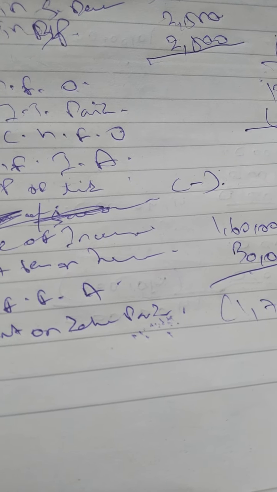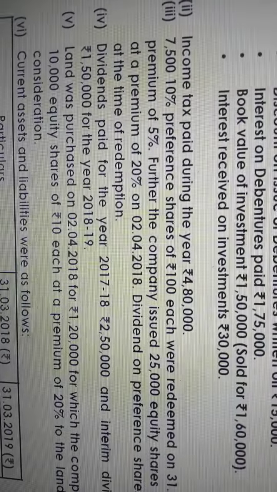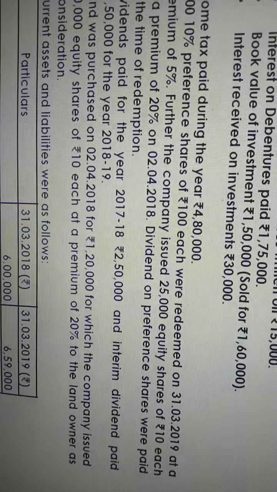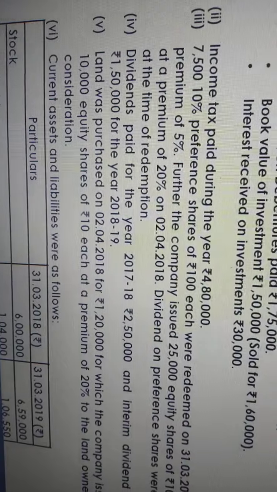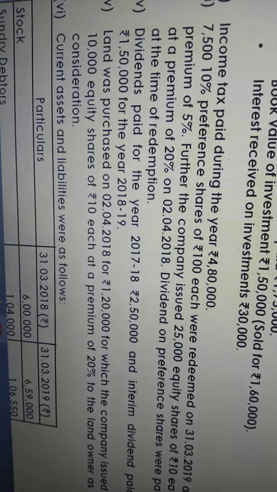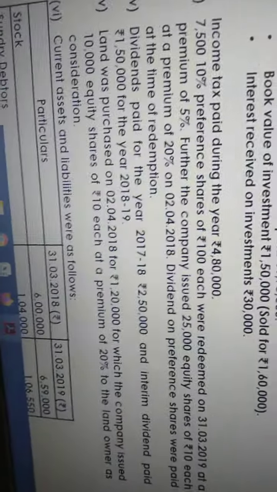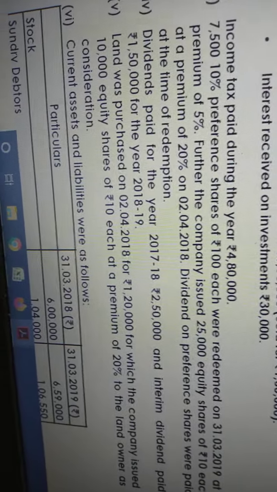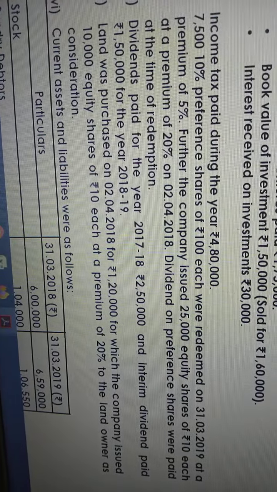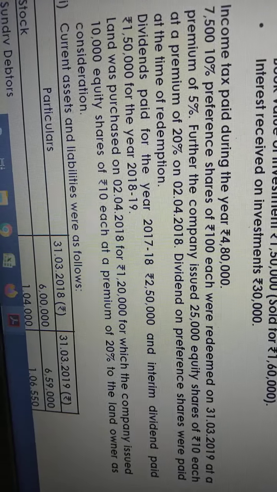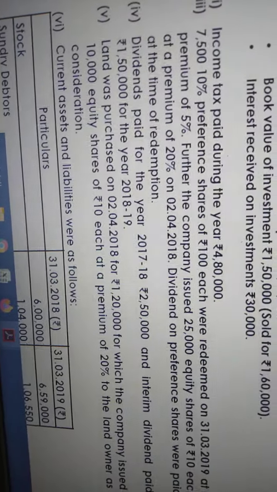What did they say? 7,500 shares. 500 preference shares of 100 each redeemed on 31/3/2019. They repaid 7,500 shares, 7,500 into 100, that is how much? 7,50,000 plus 5% premium they repaid. Further, the company also issued 25,000 equity shares of 10 each at a premium of 20%, and they paid the dividend also at the time of redemption.